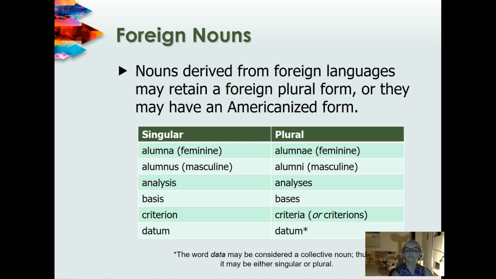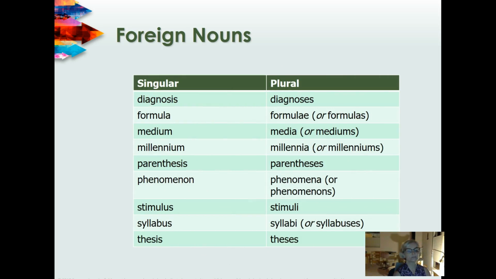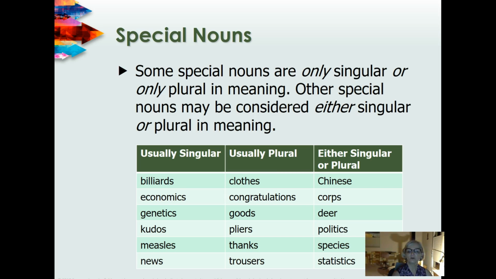And what about foreign nouns? Lots of them actually come from Latin roots. Criterion, criteria. Ooh, we had that in our vocabulary already. Okay? And continue on. Again, look it up if you're not sure. What about some special ones? Well, there are some that are only singular or only plural.